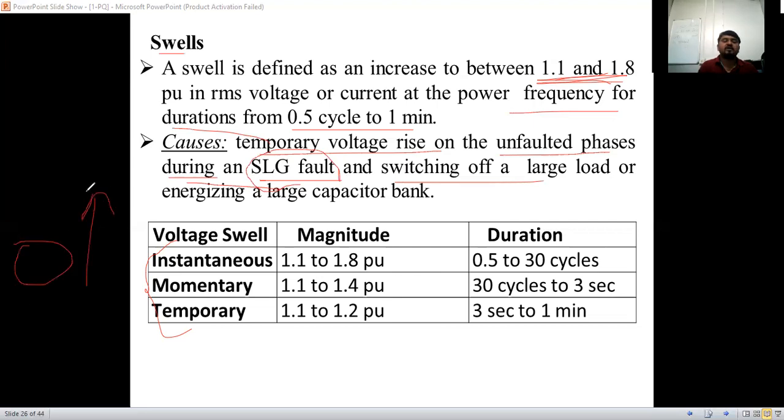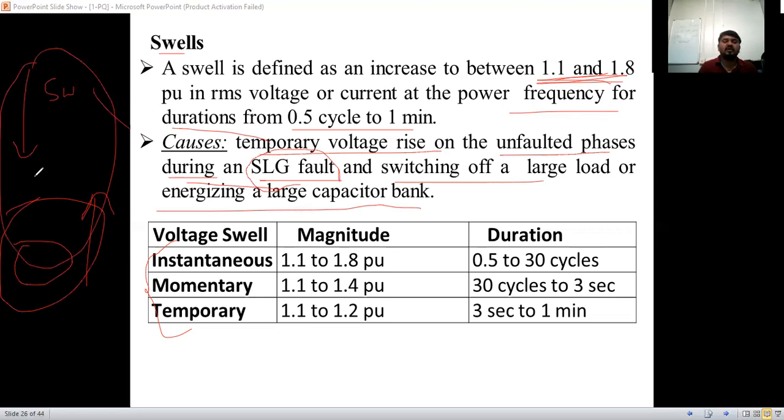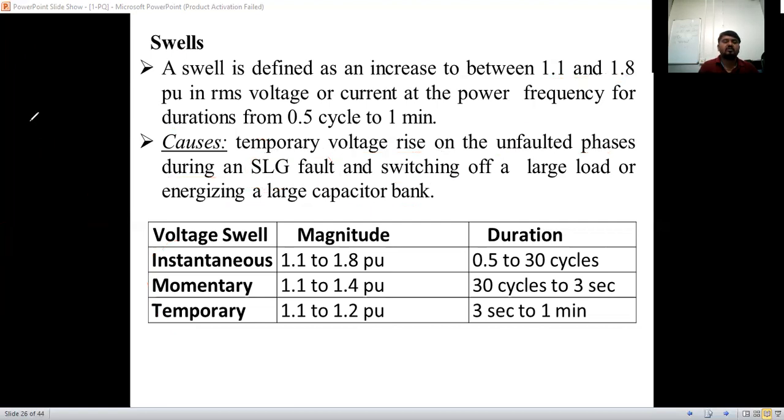And switching of a large load: suddenly we are switching a large load, then what will happen? The voltage dip or voltage sag will occur. Suddenly switching off the large load, a voltage swell will occur. And energizing a large capacitor bank: the capacitor bank also generates reactive power, so based on that, a voltage swell will occur.